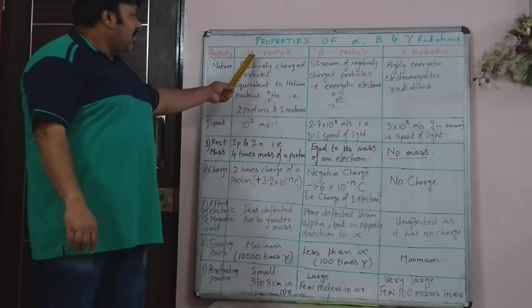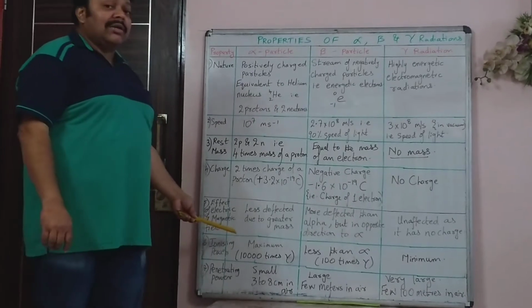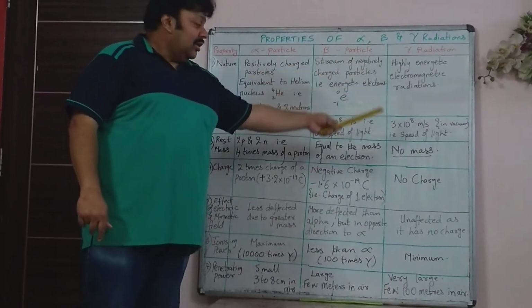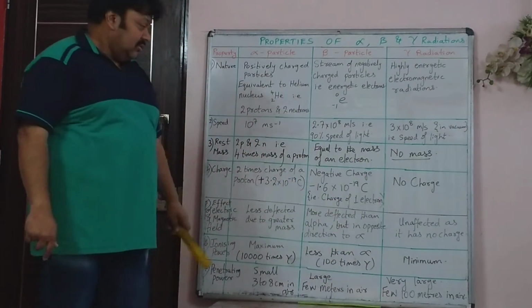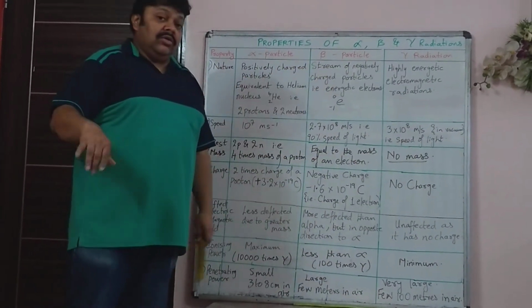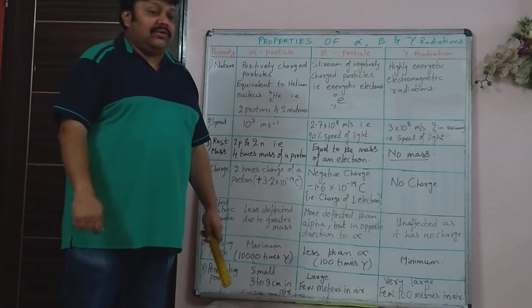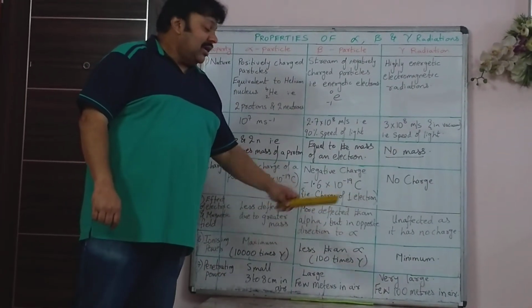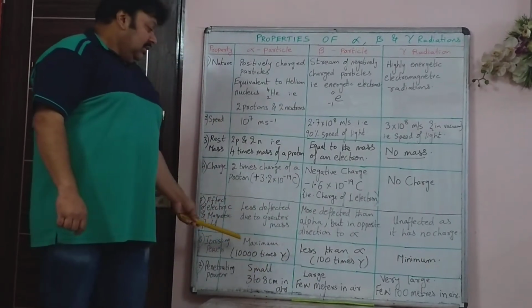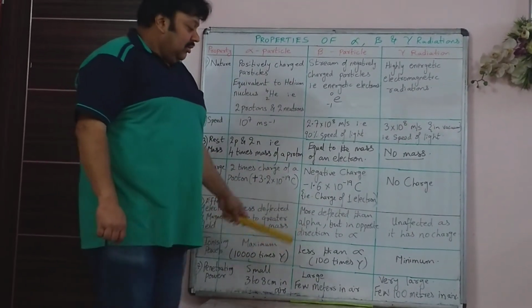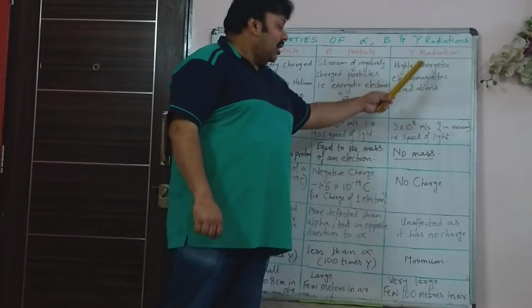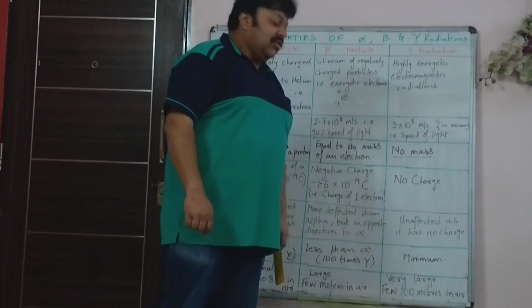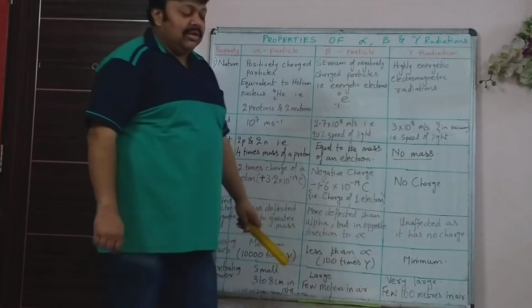Ionizing power: the more the charge of a particle, the greater is its ionizing power. So maximum charge is for alpha, so it has maximum ionizing power, 10,000 times the ionizing power of gamma radiation. Now the beta particle also ionizes because it has charge, but it has less. It has 100 times that of gamma, meaning it is much less than alpha, but greater than gamma. Gamma radiations, because of the high speed and high energy, do ionize particles, but it is minimum.